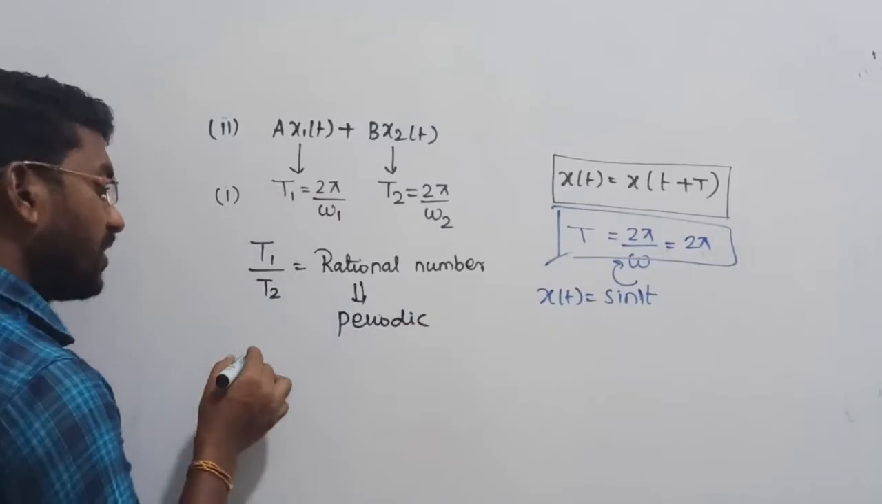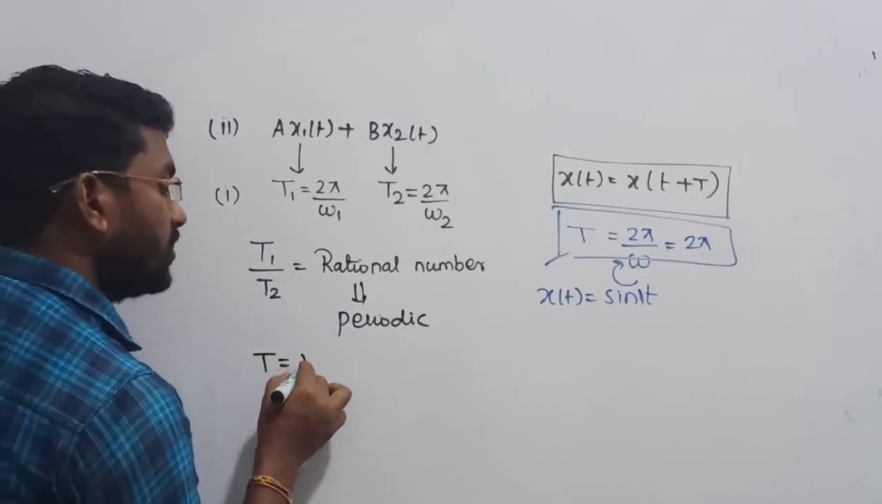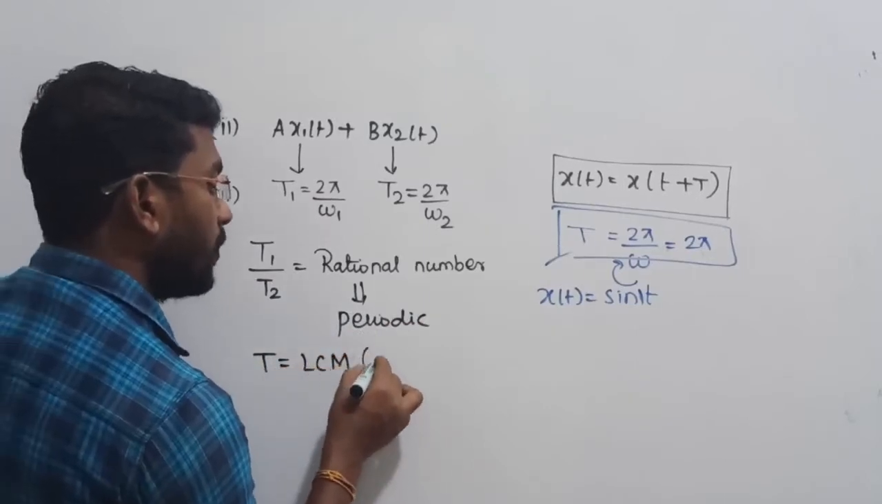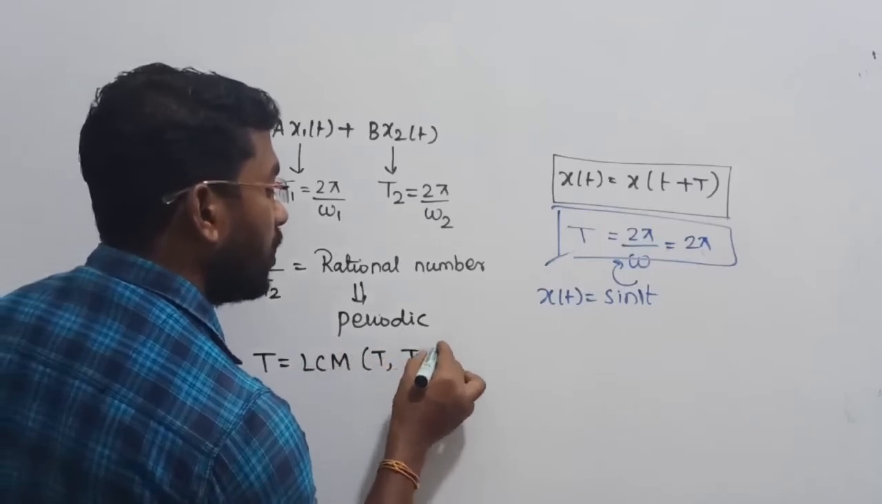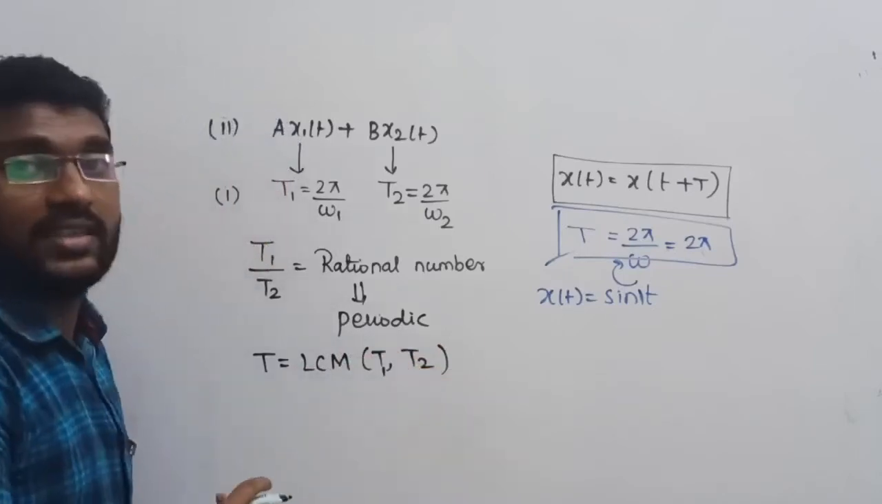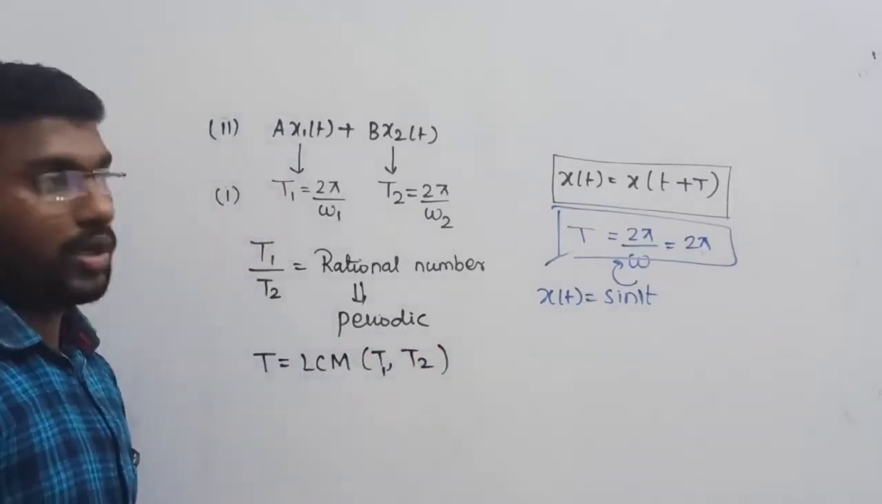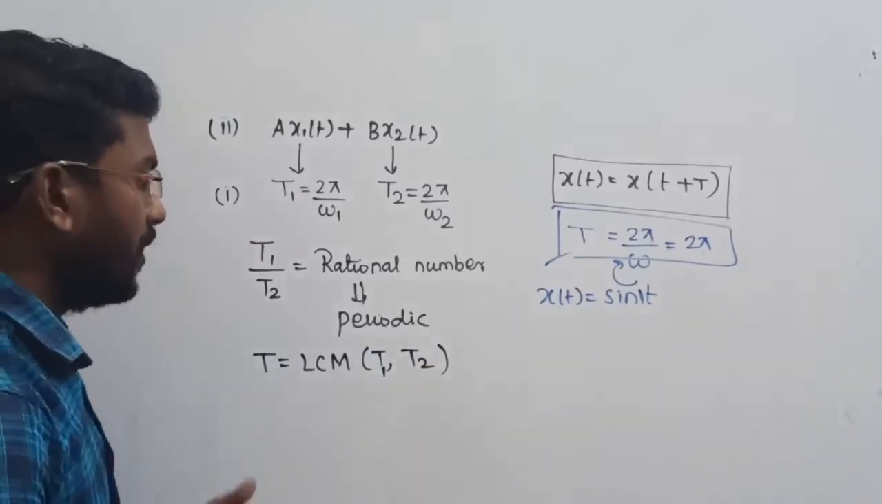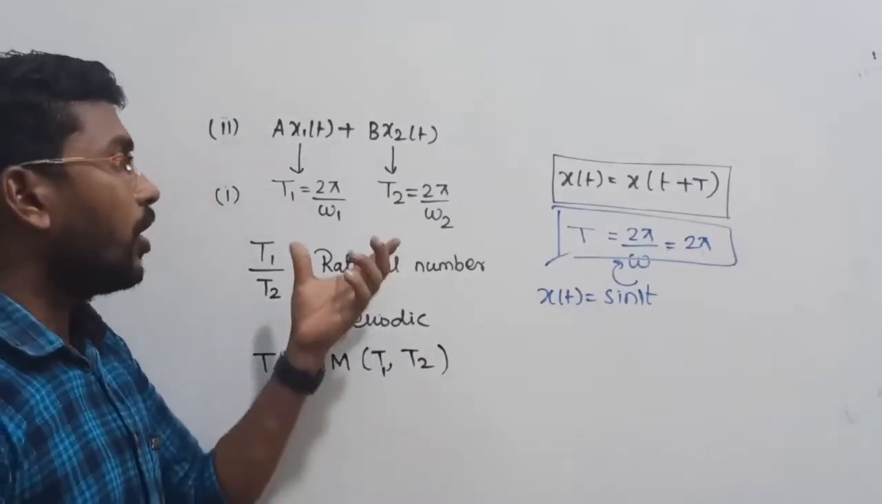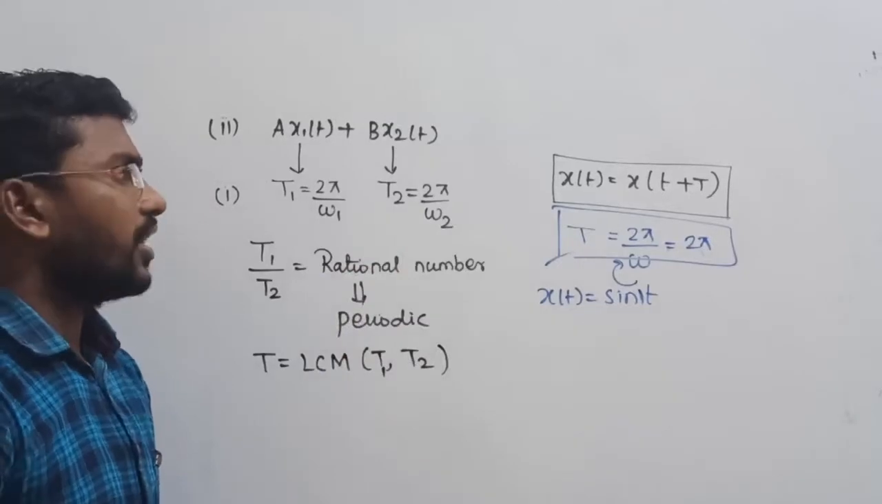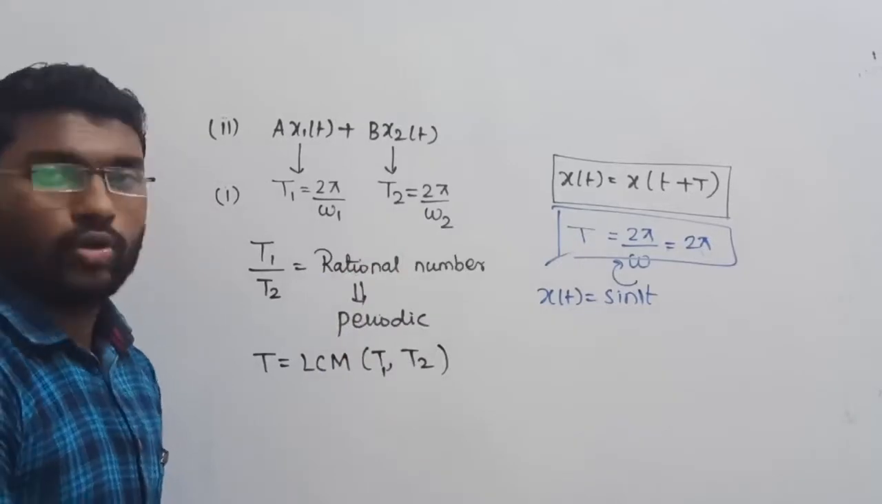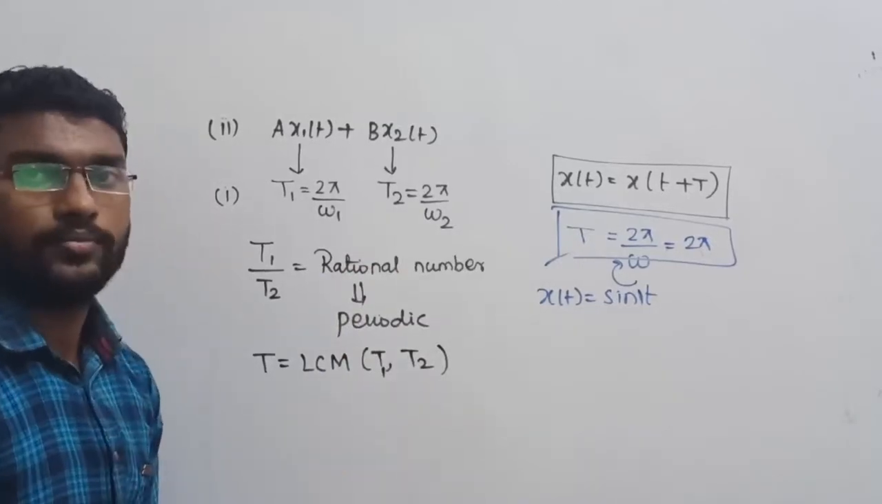Then for a periodic signal, the resultant time period is just the LCM of the time periods T1 and T2. We just have to take the LCM of T1, T2. Clear? That is the procedure to obtain the value of the fundamental time period when we have more than one signal. So let us see various examples to find out the value of the time period.